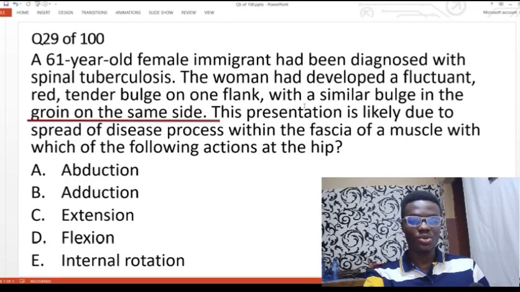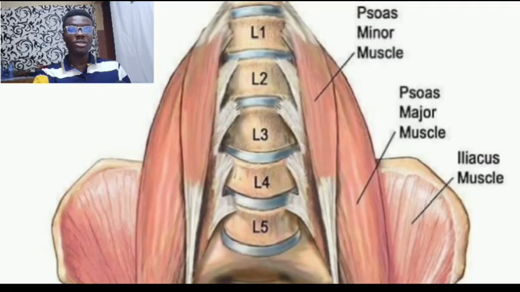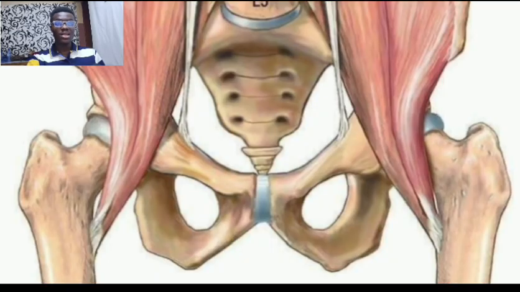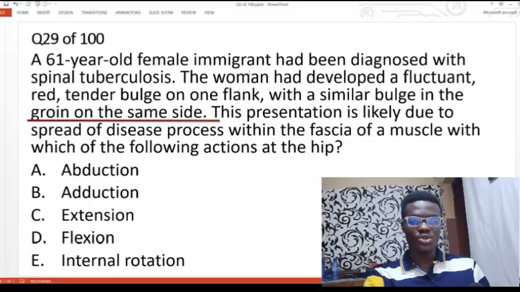psoas major. All right. So the origin of the psoas major is the lateral bodies of the L1 to L5 vertebrae, and it's around the flank of the body. It's inserted alongside the iliacus muscle on the lesser trochanter of the femur. So that is the most likely muscle that is affected in this case.